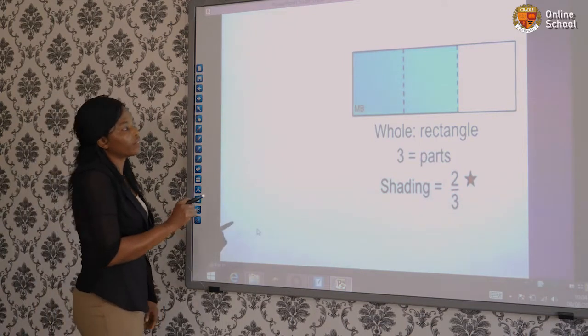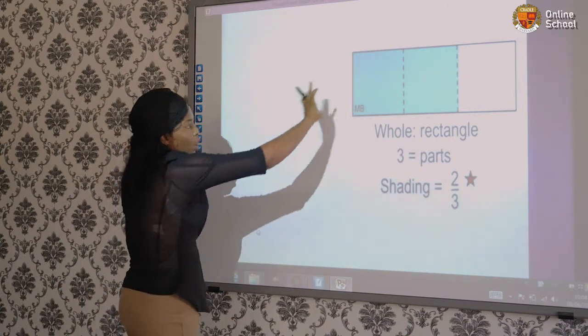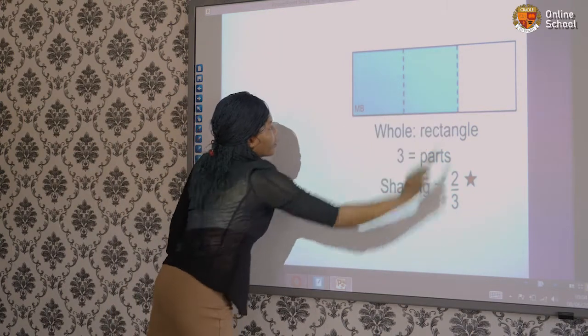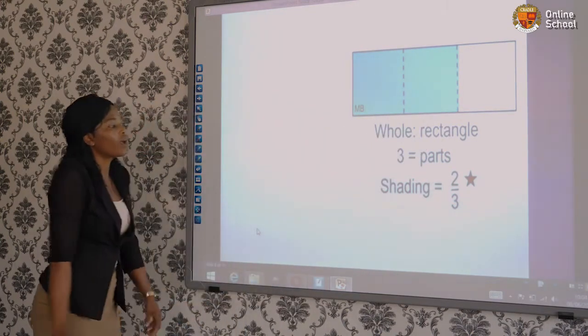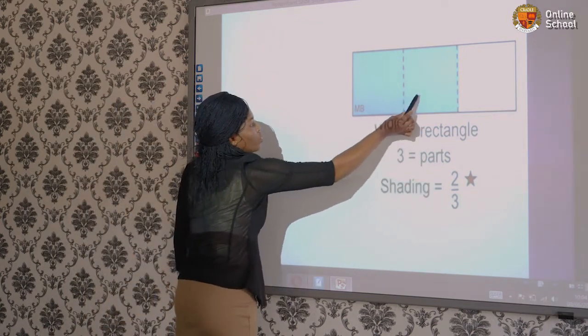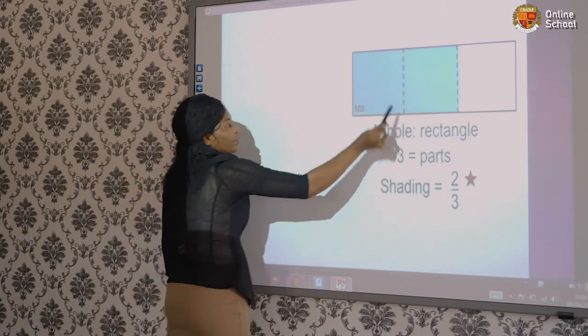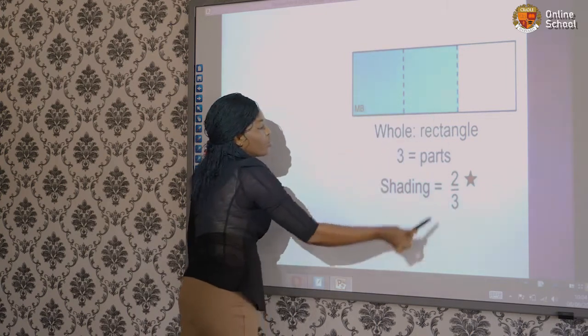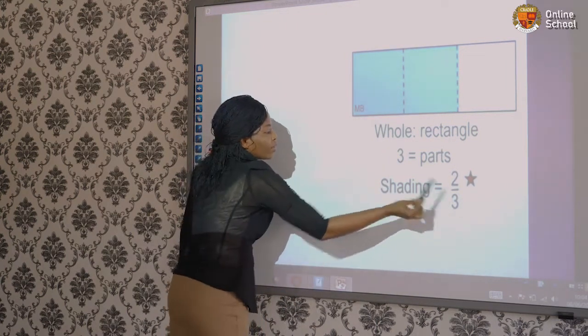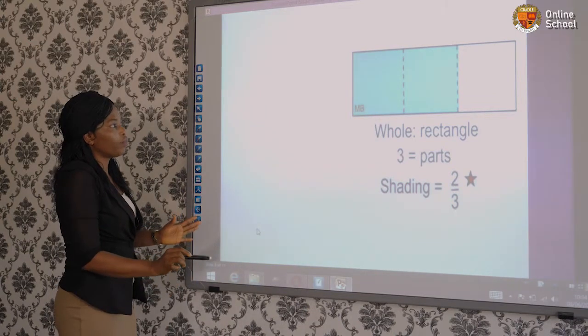We have a rectangle, a whole rectangle divided into how many parts? 1, 2, 3. And how many parts are shaded? We have 2 parts. 1, 2. Out of how many parts? Out of 3 parts. 1, 2, 3. So you have 2 shaded over 3. That is it. It's very simple.